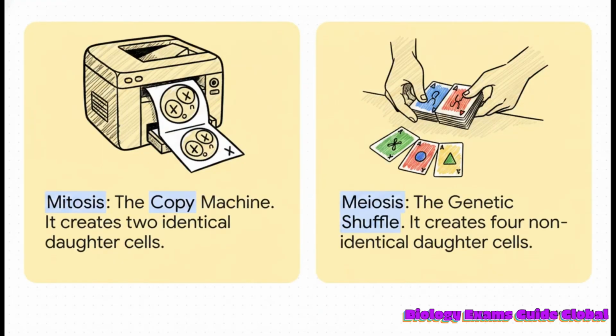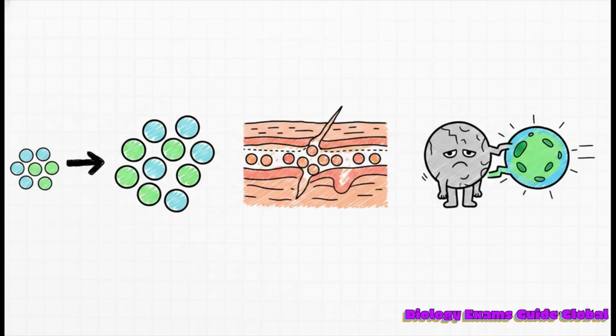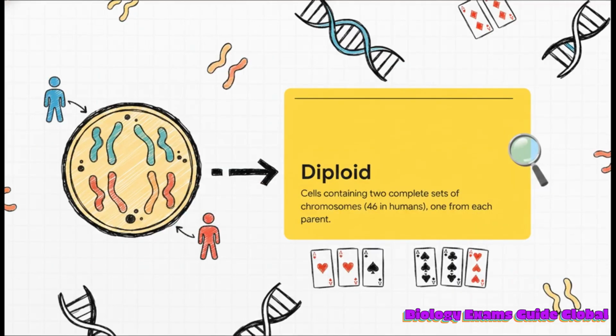Okay, here's a great way to think about it. Mitosis, it's basically a copy machine. Its whole goal is to make a perfect copy, keeping the exact same number of chromosomes. And these body cells are what we call diploid. Think of it as a full genetic deck.